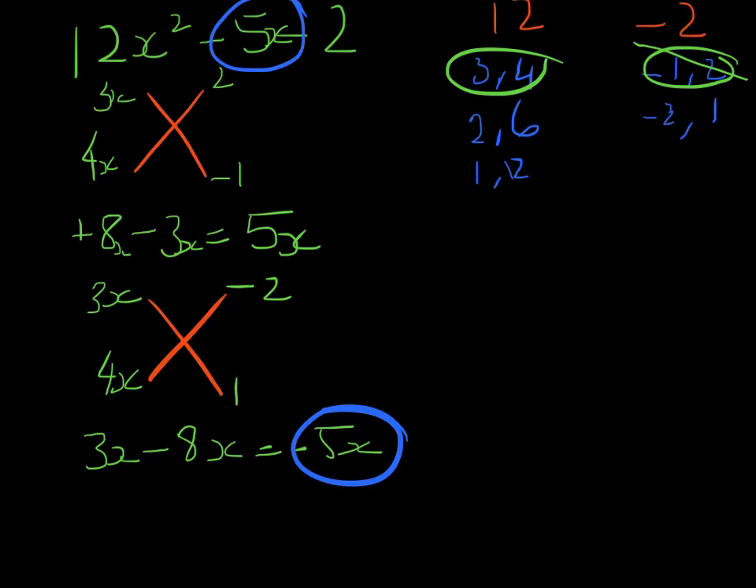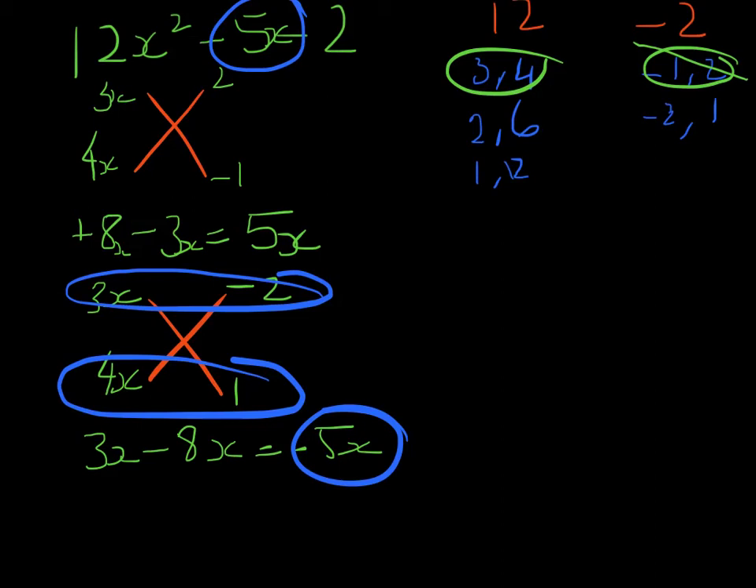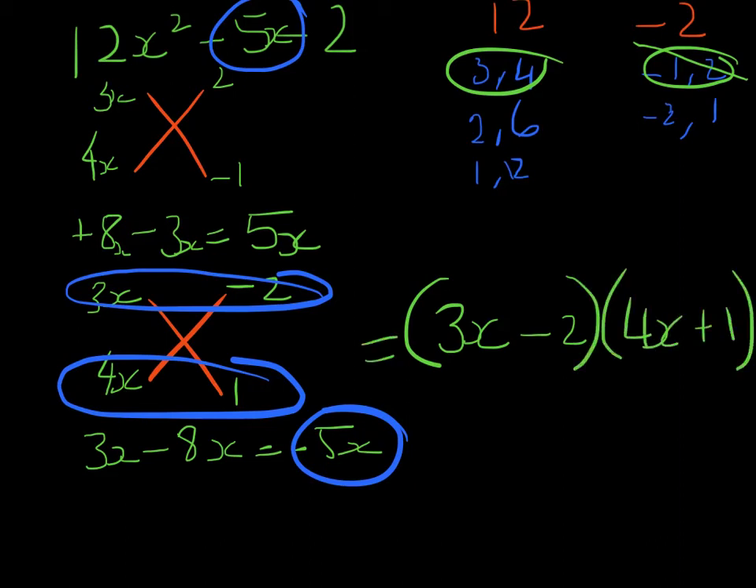So therefore, whatever's on the top now makes up my first bracket, and whatever's on the bottom makes up my second bracket. And I'm just going to put it together over here. So I've got 3x minus 2 and 4x plus 1. And it's solved. Okay, so it is all about trial and error.